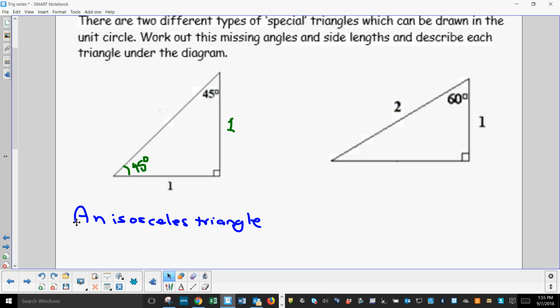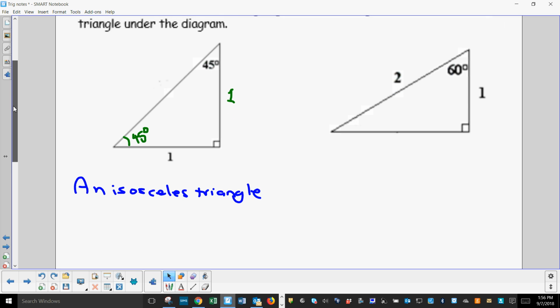So isosceles triangle, two lengths are the same and two base angles. So the base angles and the length are the same. But if it was equilateral, all three angles would be 60. So that's clearly not equilateral, like I said.